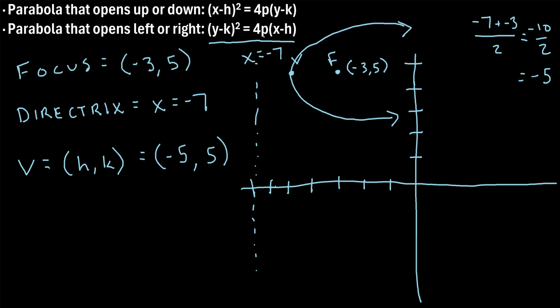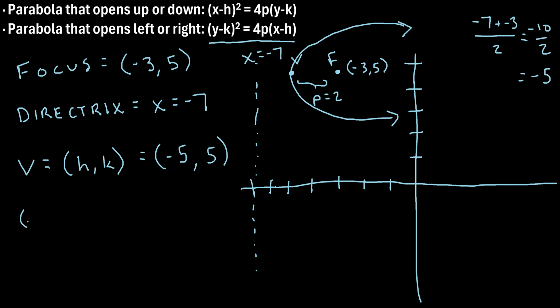Now we just need to figure out what is this value for p. Well, remember, p is the value that we have to add to the vertex to get to the focus. So if our vertex has an x value of negative 5, how can we go from negative 5 to negative 3? Well, we must add 2, so p must be equal to 2. So I'll write this distance right here, p is equal to 2. Okay, so now we have everything that we need to write the final equation.